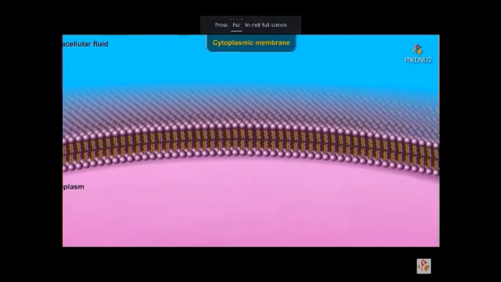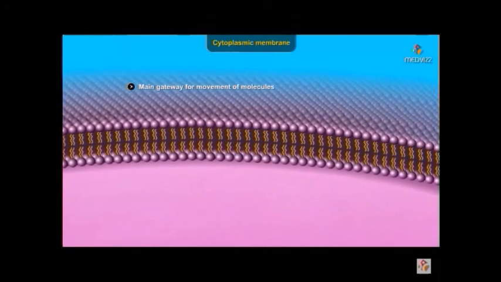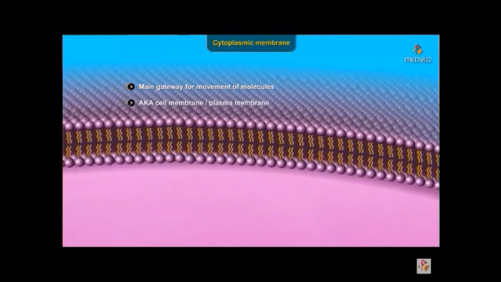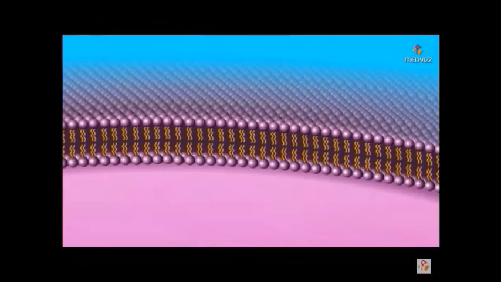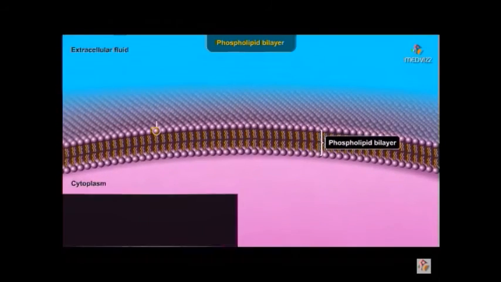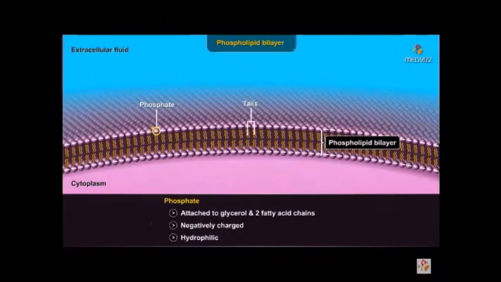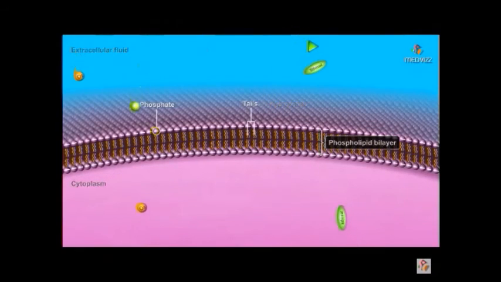The cytoplasmic membrane of a prokaryotic cell is the main gateway for movement of molecules in and out of the cell. This membrane may also be called the cell membrane or plasma membrane. Cytoplasmic membranes in bacteria are comprised of a phospholipid bilayer. Each phospholipid contains a phosphate head located on the outer part of the bilayer, attached to a glycerol and 2 fatty acids, which face the core of the membrane. The phosphate is negatively charged and hydrophilic, while the tail portion of the phospholipids is hydrophobic. Thus, cytoplasmic membranes are very effective at blocking passage of many molecules, while other molecules are allowed to pass.